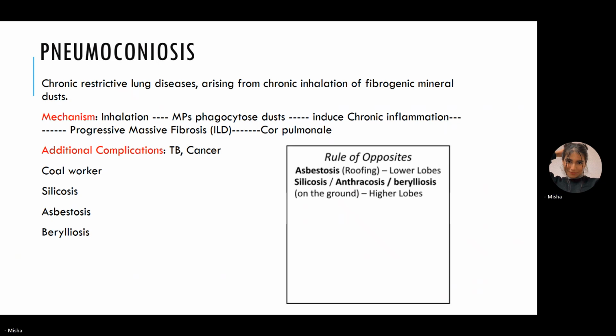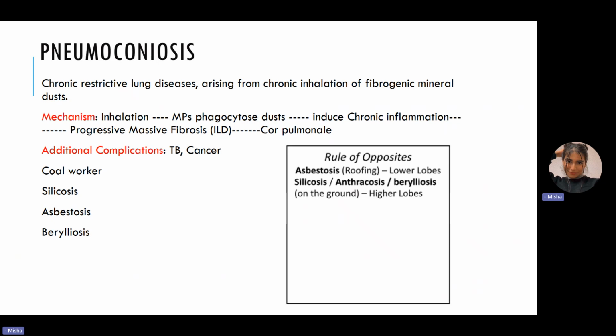Now, normally, if we talk about pneumoconiosis, we say that it's when the patient has chronic inhalation of fibrogenic mineral dust. Please remember this, it's mineral dust that they're inhaling. The mechanism is that they inhale these dusts, and it leads to chronic inflammation, which leads to progressive massive fibrosis, leading to cor pulmonale. They can have additional complications like TB or cancer. So first of all, let's go on to coal workers' disease.